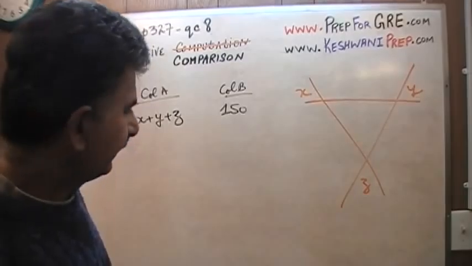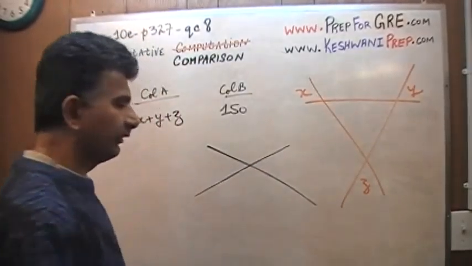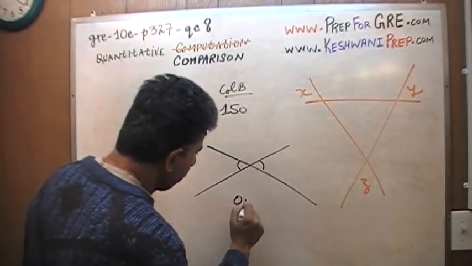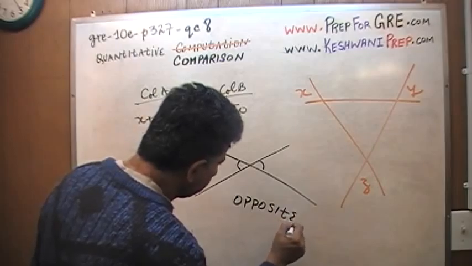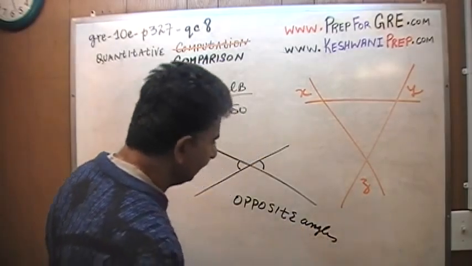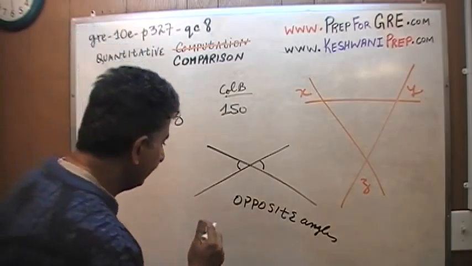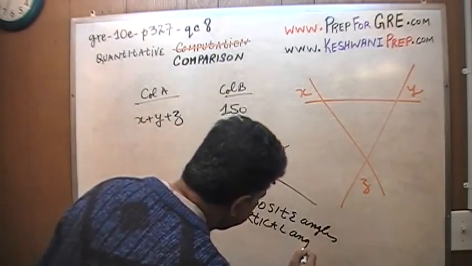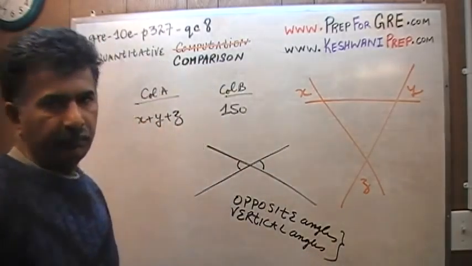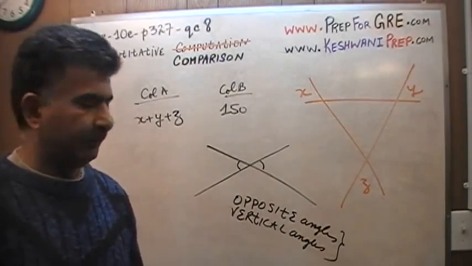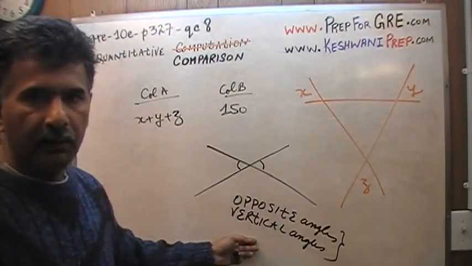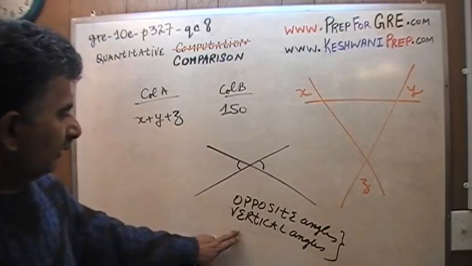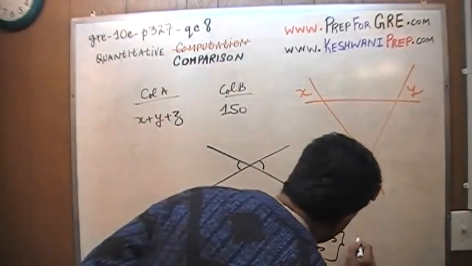The concept that they're testing here is that if you have two lines that intersect, then this angle equals that angle. These two angles are called opposite angles. They're also sometimes referred to as vertical angles. Some people call them opposite angles, some people call them vertical angles, even though vertical angle is the more appropriate, more technical terminology in mathematics. And the vertical angles, or the opposite angles, are always equal.